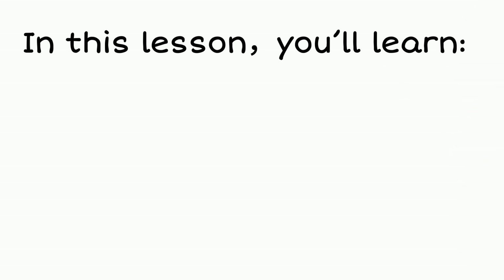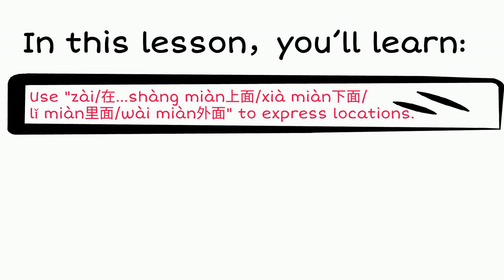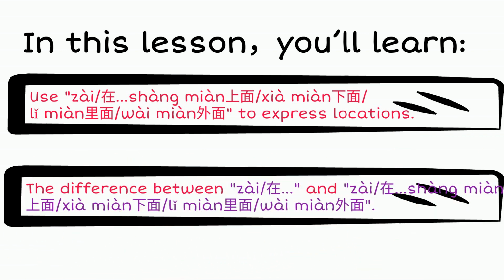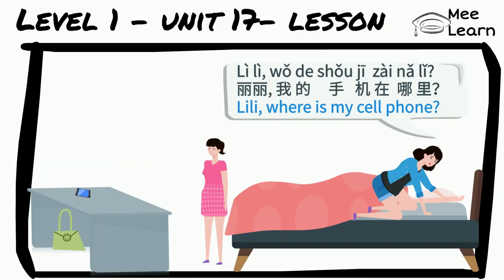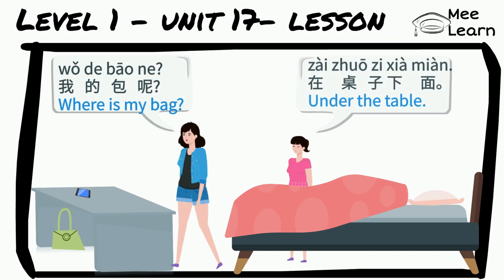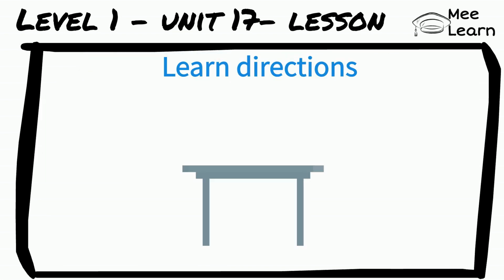In this lesson, you will learn how to use 在上面、下面、里面、外面 to express locations. You will also learn the difference between 在 and 在上面、下面、里面、外面。 丽丽，我的手机在哪里？ 在桌子上面。 我的包呢？ 在桌子下面。 大伟，你的水瓶在沙发上面，鞋子在沙发下面，书在沙发前面，篮球在沙发后面，太乱了，去收拾。 Let's learn directions.